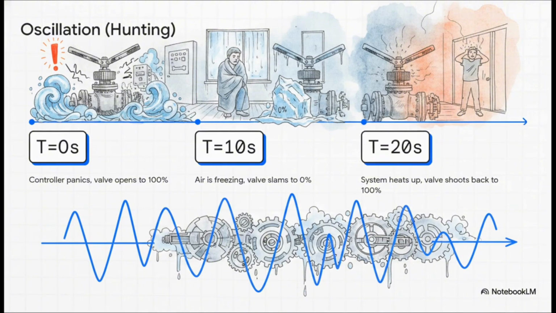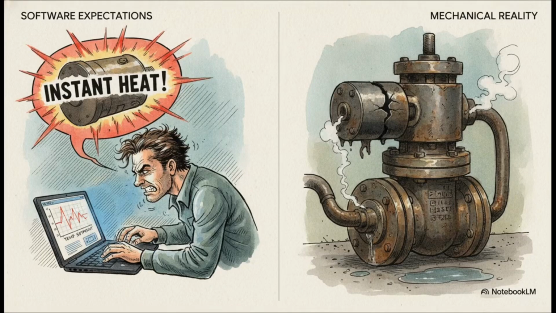10 seconds later, the air is absolutely freezing, so the controller panics again and slams the valve down to 0%. 10 seconds after that, it's hot again, and the valve shoots right back to 100%. The system is desperately hunting for the set point, but keeps completely missing it, just wildly oscillating back and forth. Guys, this destroys actuators and completely ruins occupant comfort. So why exactly does this hunting happen?